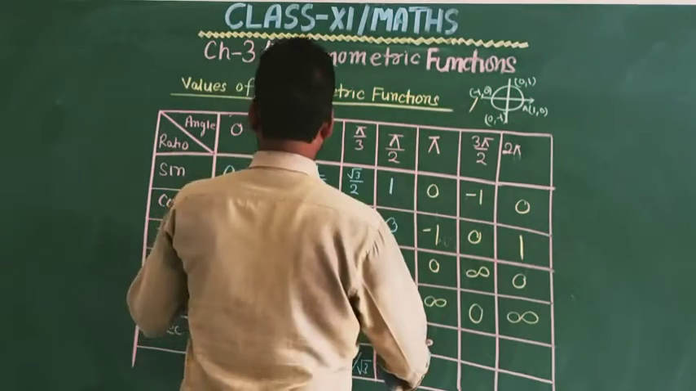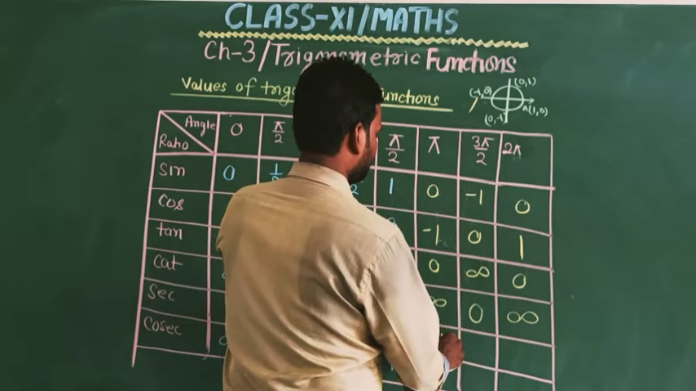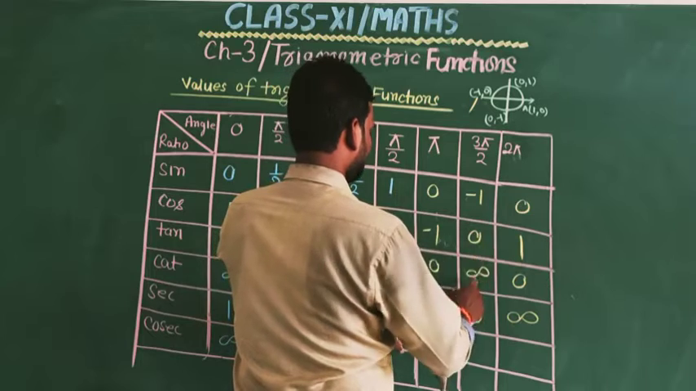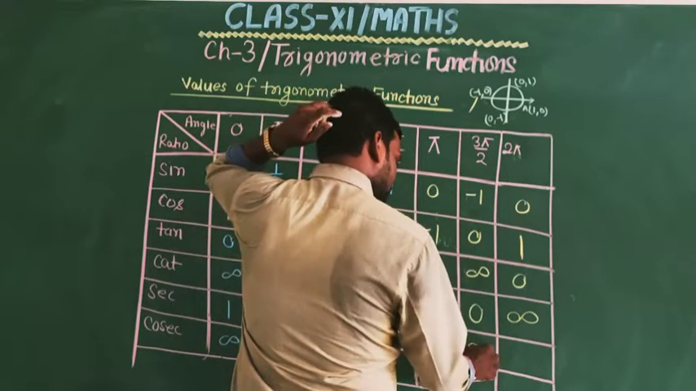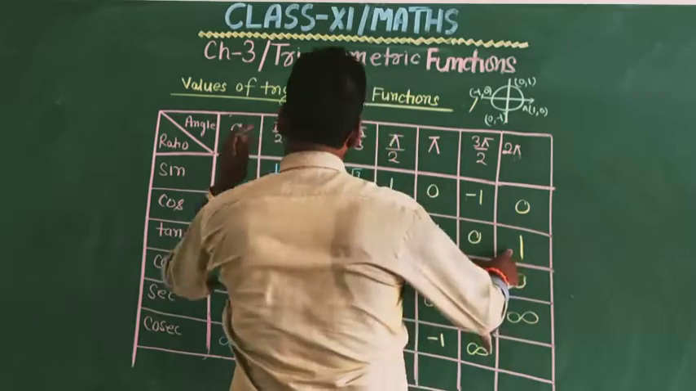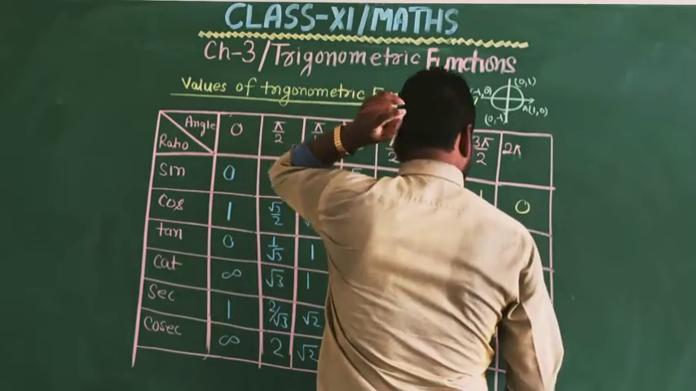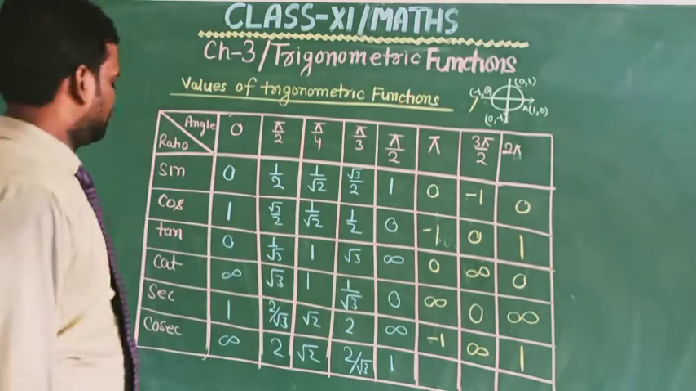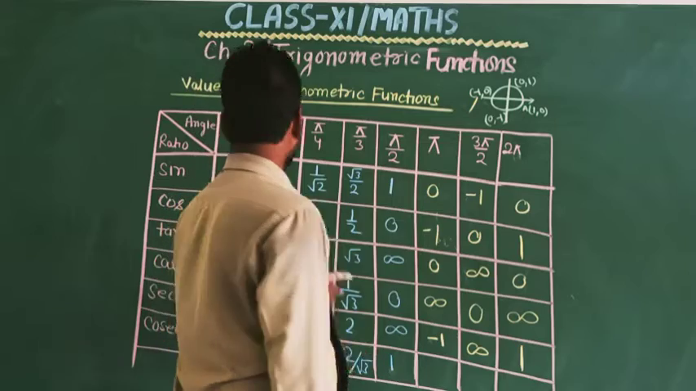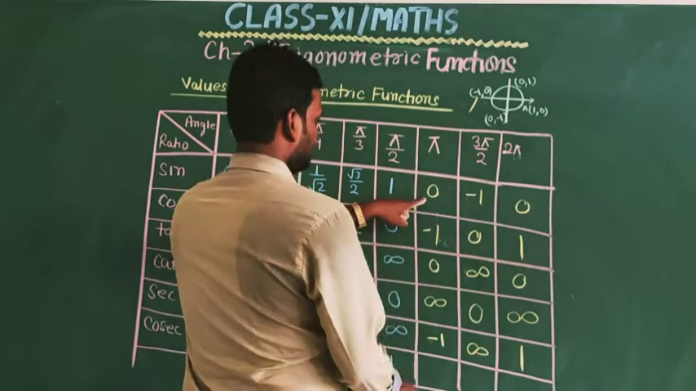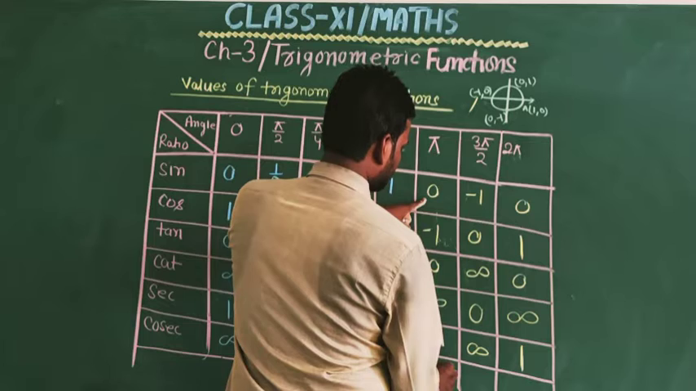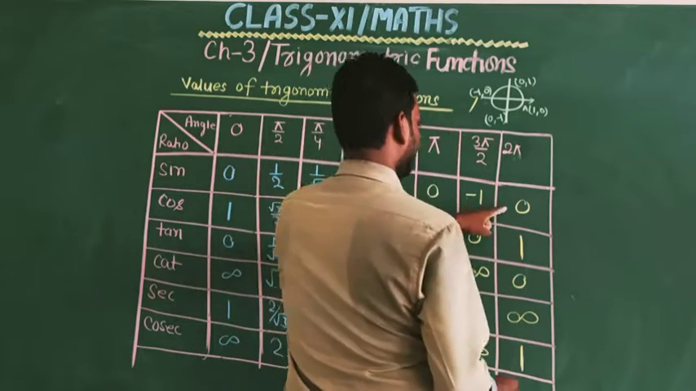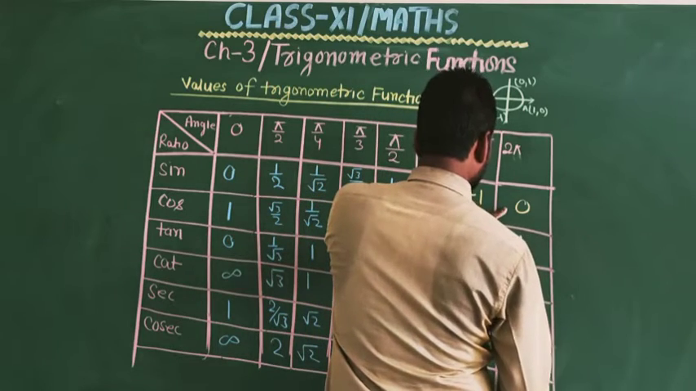So 1 divided by cos. So this is minus 1, and 1 divided by 0. So this is infinite. Again 1 divided by 1 equal to 1, and cosec equal to 1 upon sin. So this means 1 divided by the value of sin. So 1 divided by 0 is infinite. 1 divided by minus 1 is minus 1. 1 divided by 0 is infinite.